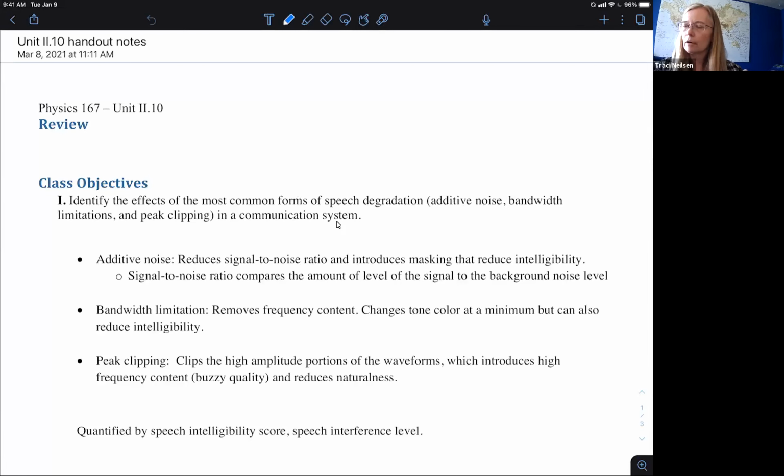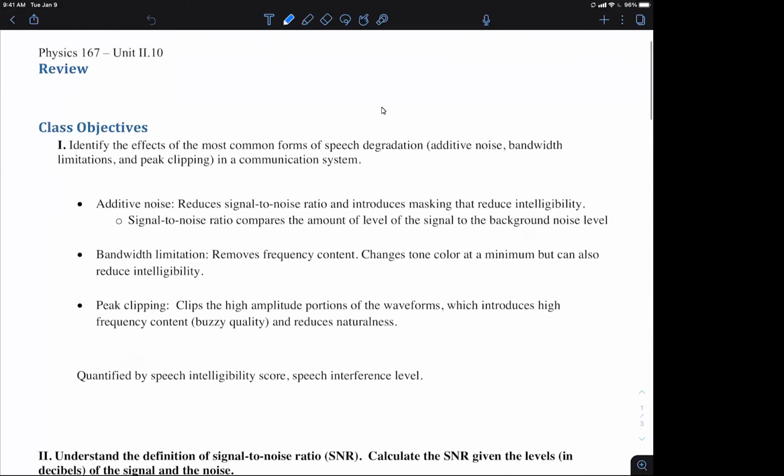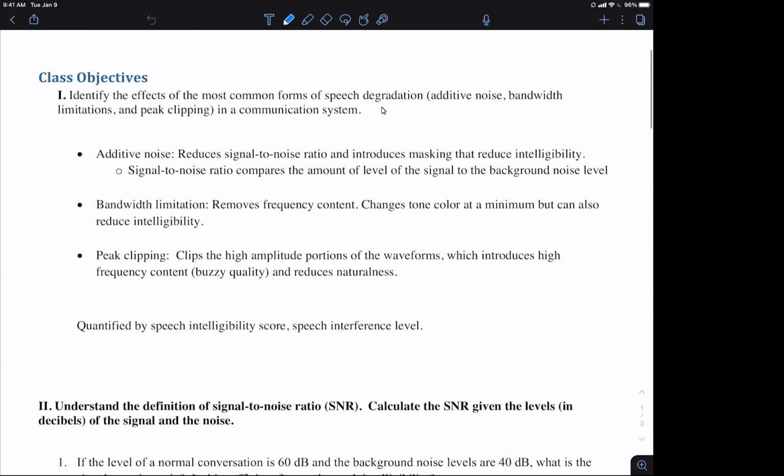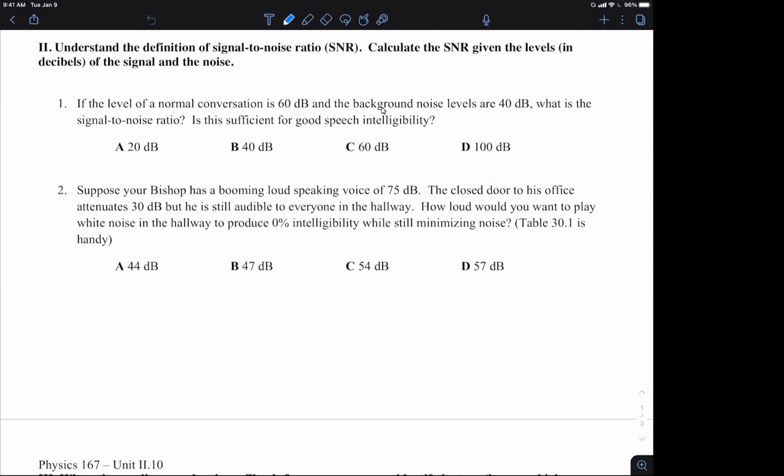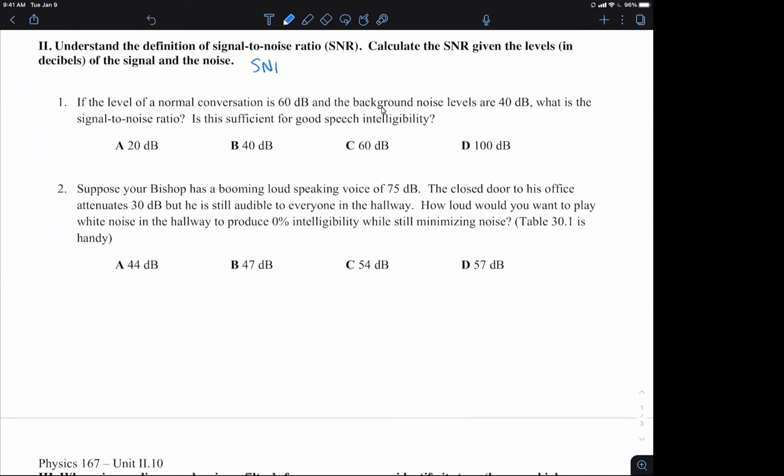Okay, so here are some of the work and explanations for the unit 2.10. This first part is already written out pretty well, the definitions. The second part, though, is where it gets into signal to noise ratio. And the idea is that signal to noise ratio is the signal level in decibels minus the noise level in decibels.